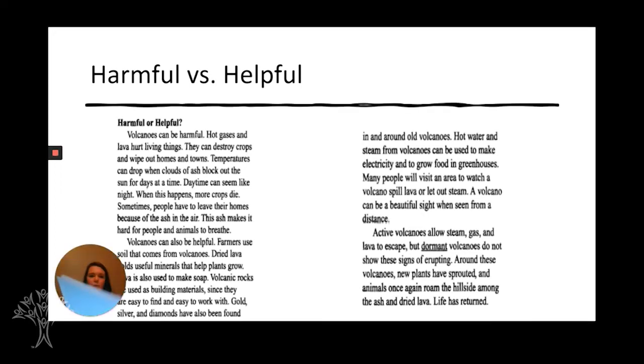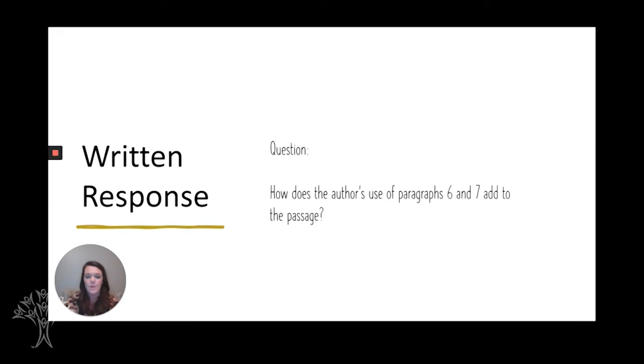So I'm going to give you a moment to write down your prompt or question on your paper. Grab your paper and your writing tool and go ahead and write down the question. How does the author's use of paragraphs 6 and 7 add to the passage?